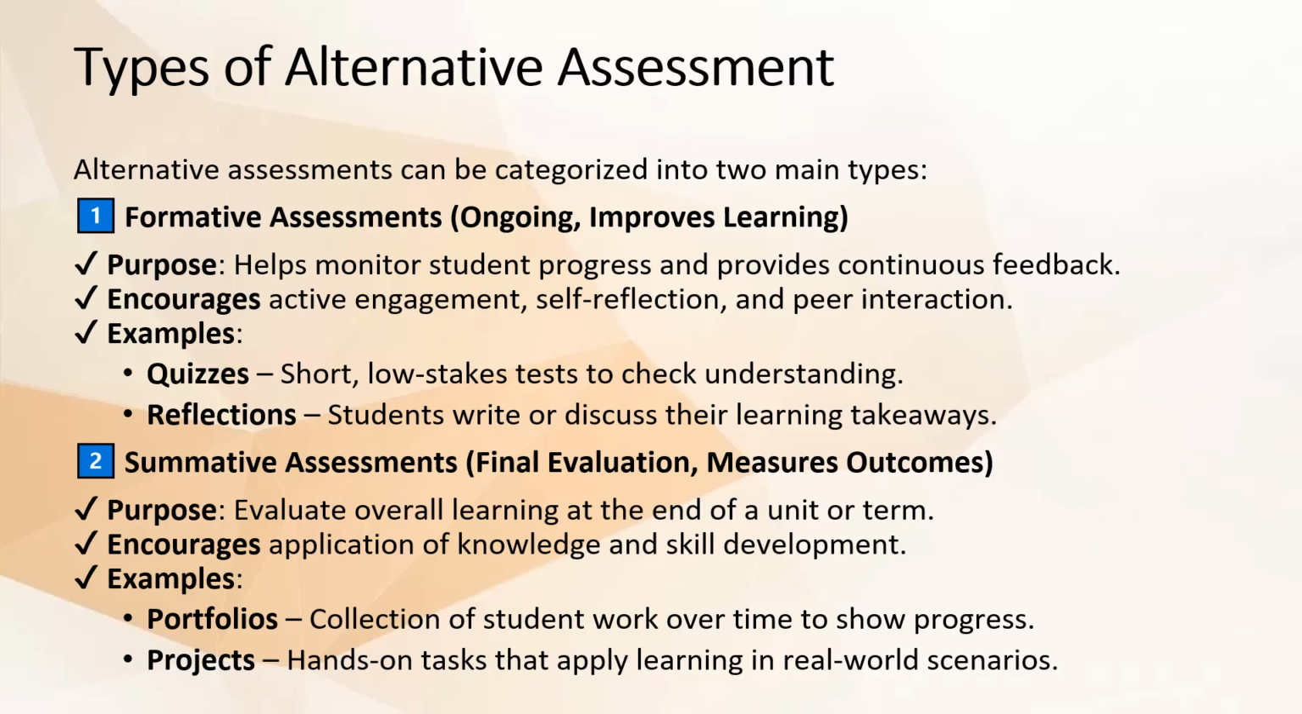Types of alternative assessment. Alternative assessments can be broken down into two primary types, formative and summative assessments. Formative assessments: ongoing, improves learning. Formative assessments are used to monitor student progress and provide continuous feedback. They encourage active engagement, self-reflection, and peer interaction. Examples include quizzes, peer reviews, and class discussions. These assessments are frequent and help teachers adjust their teaching strategies based on students' needs.